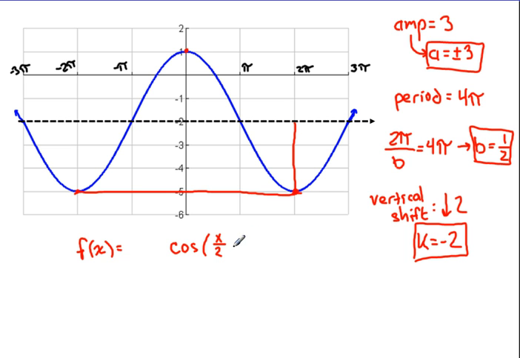Our phase shift, again, we don't have one, so we don't have to worry about doing a plus or a minus 0 here for our h. Just close up our parenthesis. Vertical shift down 2 gives us a -2 on the end. And the last thing we have to worry about is our amplitude.